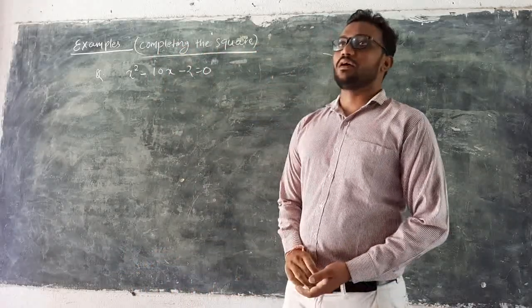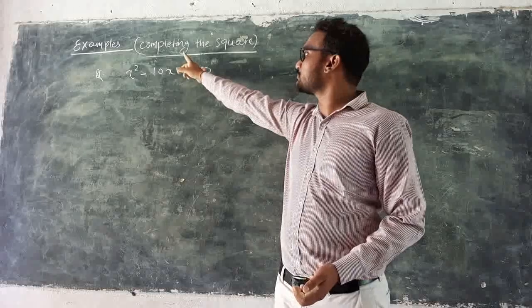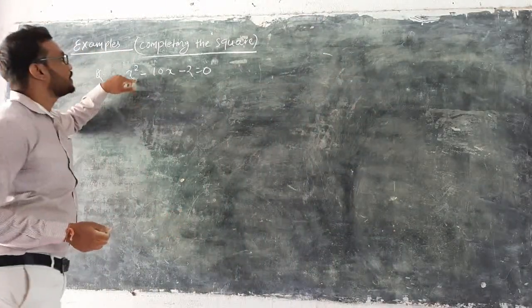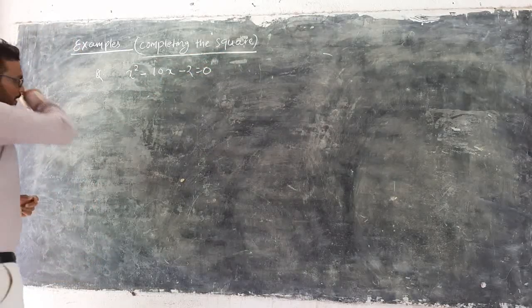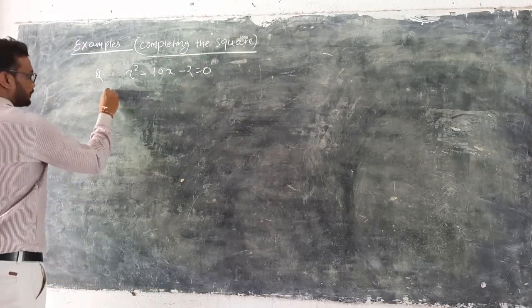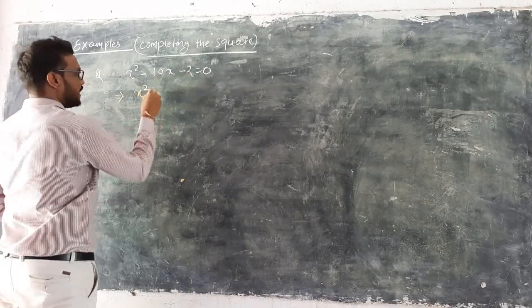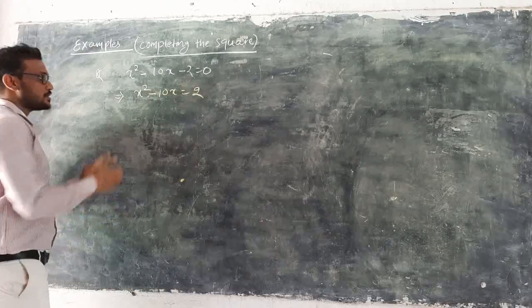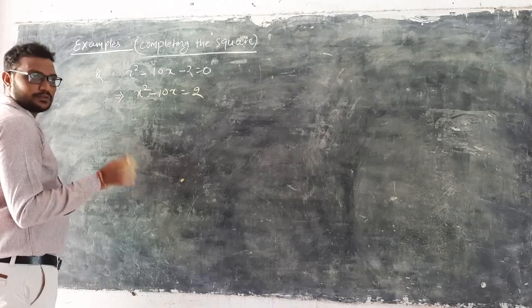Okay, now we are going to do an example on the basis of the completing the square method. How can we solve a quadratic equation with the help of completing the square? It is the example. Okay, so what is the first step? First of all, we will write this one: x square minus 10x is equal to 2. Okay, so here the coefficient of x square is 1, so we have nothing to divide here.